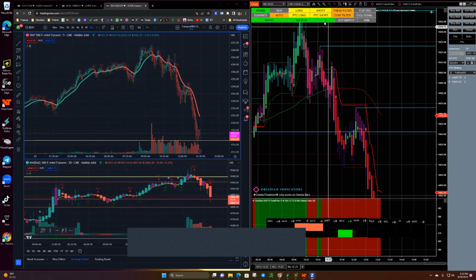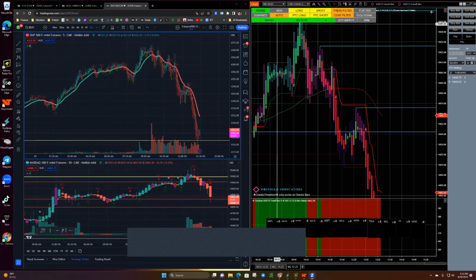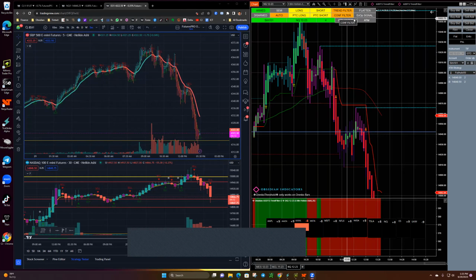So if you're looking at the screen, in order to auto trade, this is the basic setup that you want to be able to have. These are the buttons that you press in order to auto trade. Okay. There is an ATM button that can be pressed or not pressed.